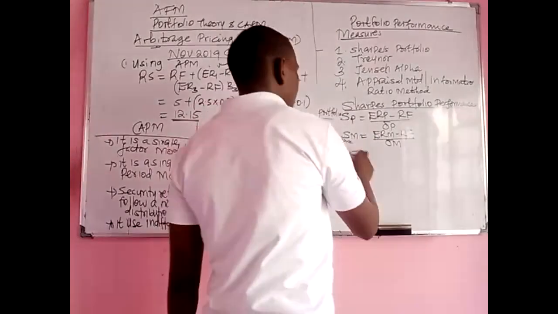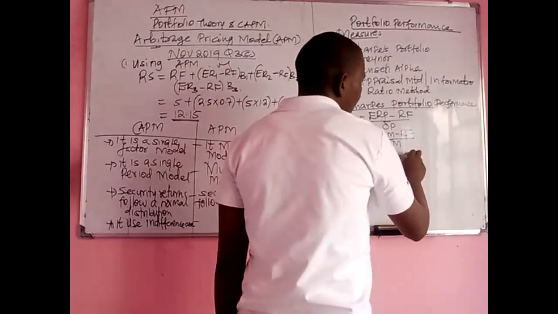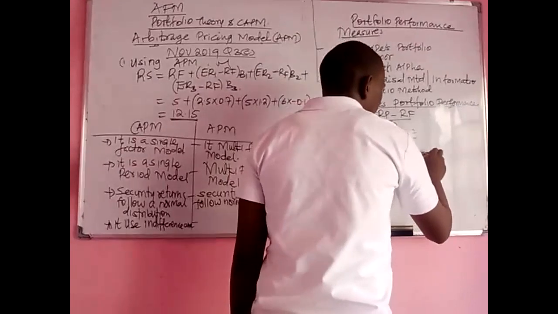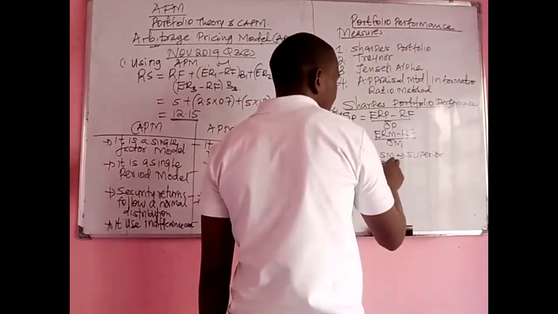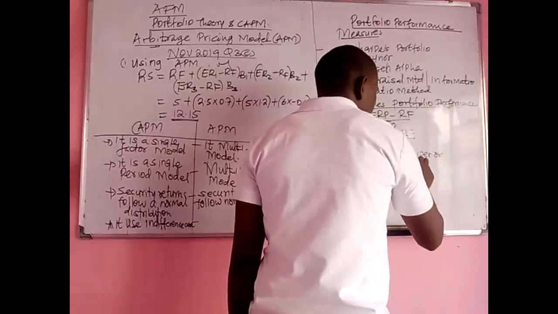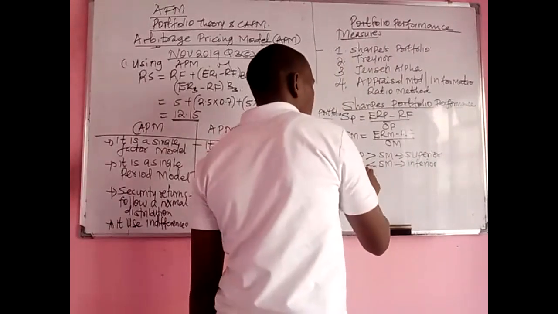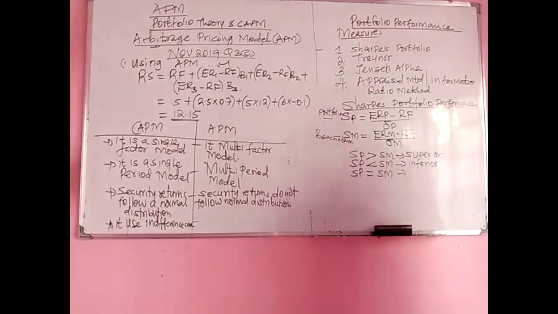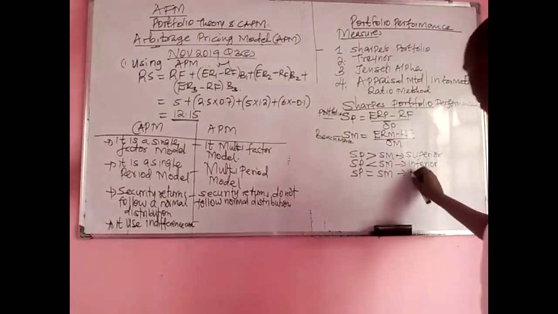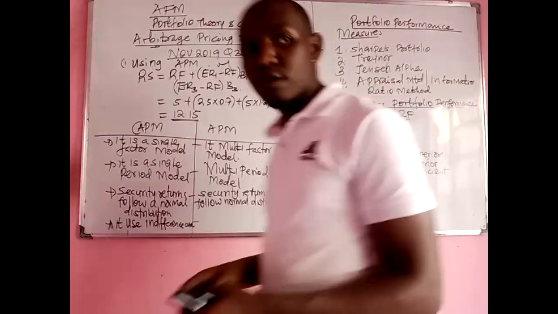Therefore, if the Sharpe for the portfolio is greater than the Sharpe for the market, this indicates superior performance. If the Sharpe of the portfolio is less than the Sharpe of the market, it indicates inferior performance. And if it is equal to the Sharpe of the market, we talk of it as efficient performance.